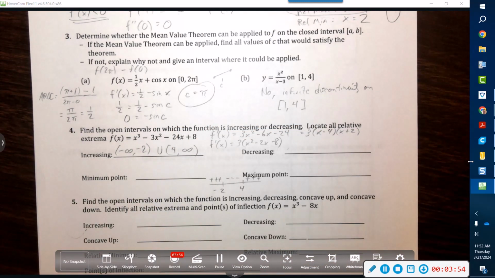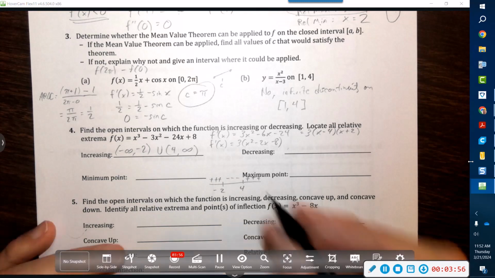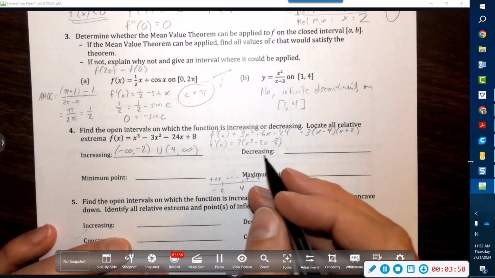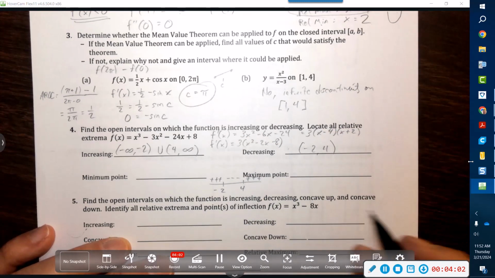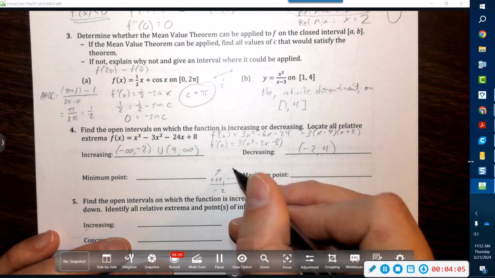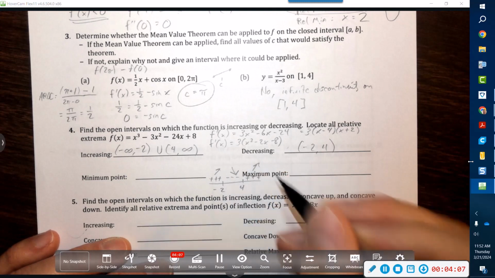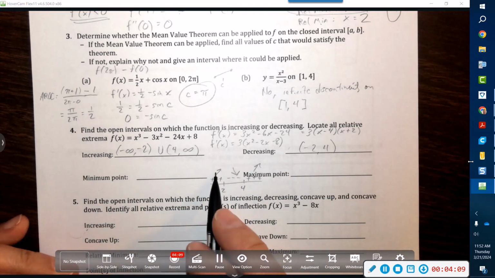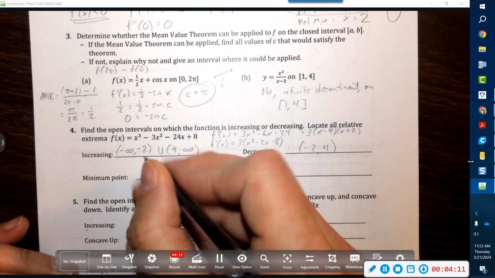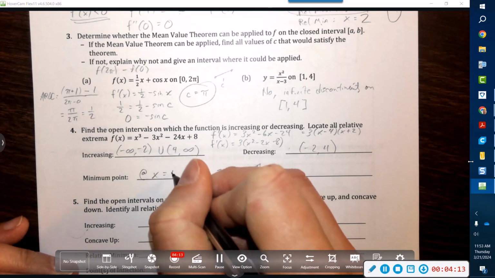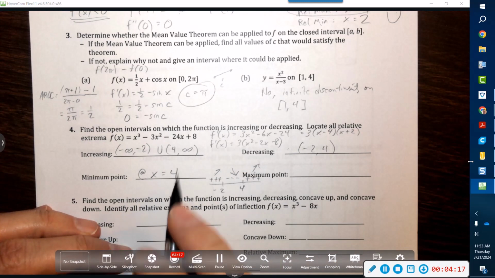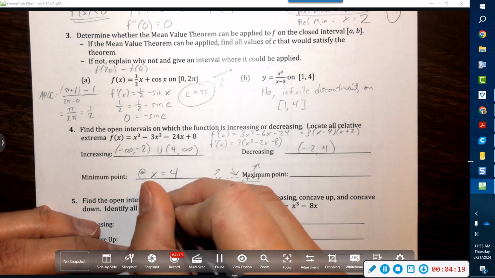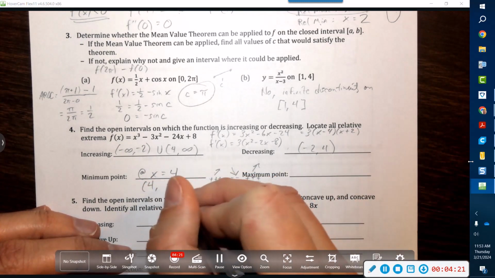All right, and then the minimum point. Well, let's just do the decreasing because that's kind of easy real quick. It's in between those two. So this is increasing, then it decreases, and then it increases. So the minimum point happens right here at 4. It happens at x equals 4. So when we plug in a 4, we are actually going to get 72, I believe, negative 72.